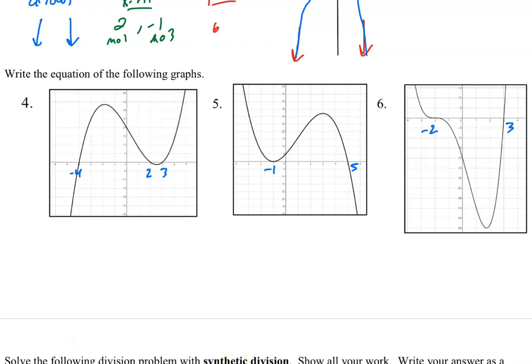So the first thing you're going to look at, you're basically doing everything backwards. You're going to say, okay, -4 came from x plus 4. +2 came from x minus 2. And then +3 came from x minus 3. Do that first. Then decide if any of them are bouncing or whatever. These are all crossing, so I'm fine.